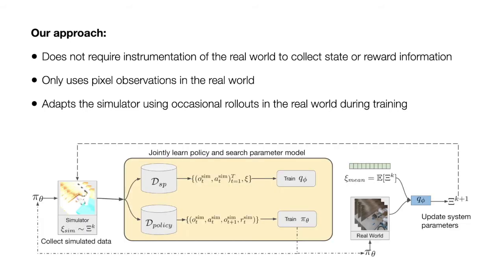At a high level, our method interleaves training a control policy for the task with training a search parameter model that identifies whether the current system parameters are too high or too low. We then periodically update the simulator using the search parameter model with a small amount of real-world data.